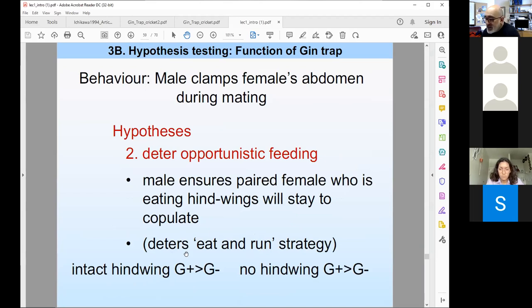In this case, the hypothesis is that the male is using the gin trap to force the female to complete copulation, because she could sort of dine and dash, right? She could show up, start to mate with the male, eat what she wants, and then just leave before the male has transferred enough sperm. And so this might be a strategy to do that. In this case, regardless of whether the wings are intact or not, we would expect that males with a gin trap would have greater mating success than males that did not.